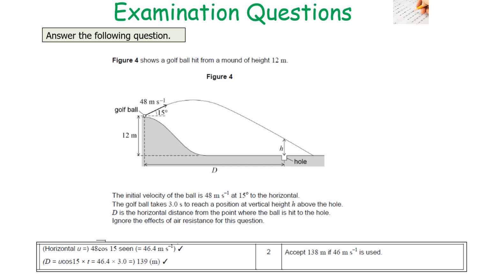Therefore the horizontal distance is the horizontal velocity times the time, because we've got inertia. So it's going to be 46.4 times 3, which is 139 meters. The last thing you should always do in these questions is check your answer to see if it sounds right. A golf ball travelling 140 meters sounds like it will be appropriate, so it's most likely to be right.